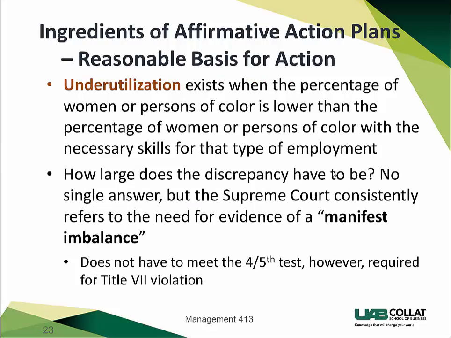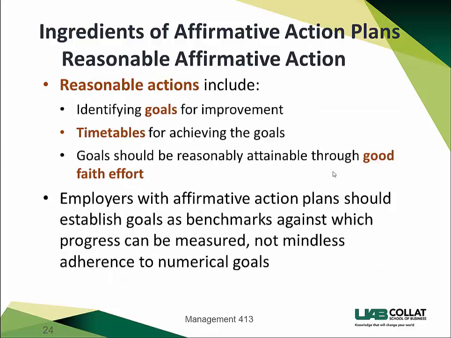The definition of underutilization can be important. The Supreme Court says that affirmative action plans should be used when there is a problem, and their definition of a problem is a manifest imbalance. This is not the same thing as the 4/5 test. They don't require any mathematical formula. They simply say that in order for an affirmative action plan to be necessary, and to be, in effect, disparate treatment, there has to be an imbalance between what is available in the workforce and what your organization has.